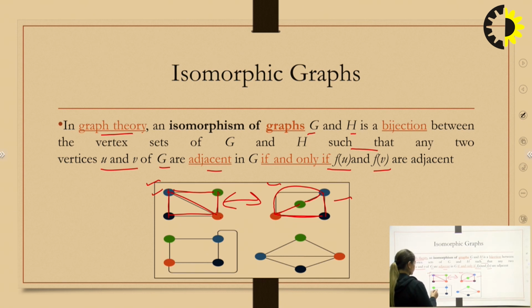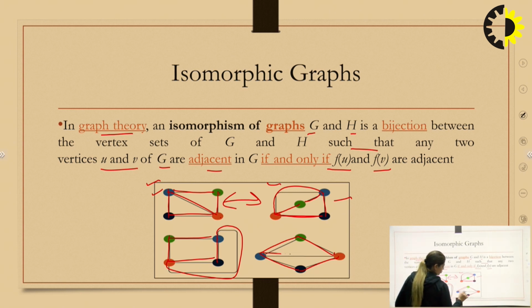Now similarly, you can check here. We have four vertices. Green to blue, green to orange, orange to dark blue, light blue to dark blue, blue to orange. You can draw the edge anyway, up, down, anywhere. But these two graphs are isomorphic graphs.